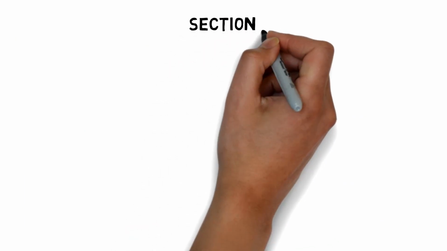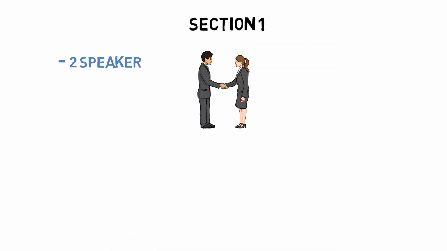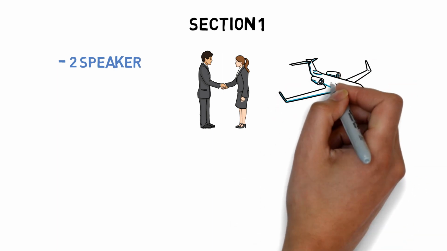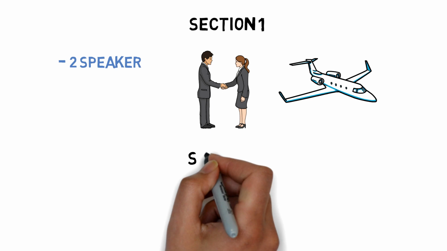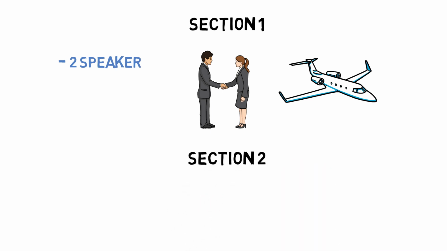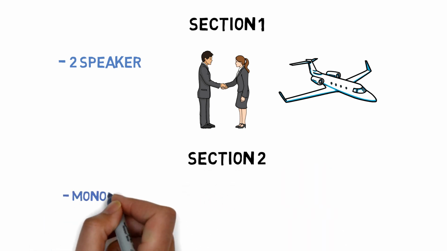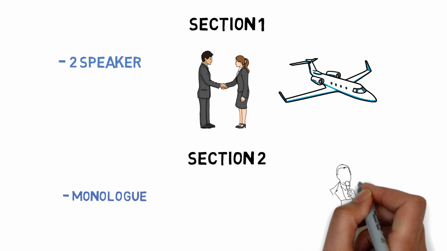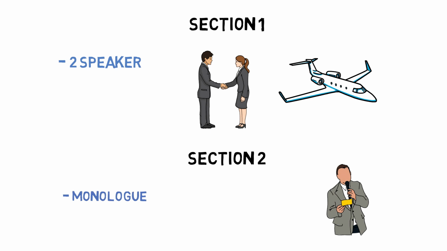In Section 1, there is a conversation between two speakers. Here, a conversation may be about travel arrangements. In Section 2, there is a monologue. Here, monologue means a long speech by one speaker. For example, a speech about local facilities.